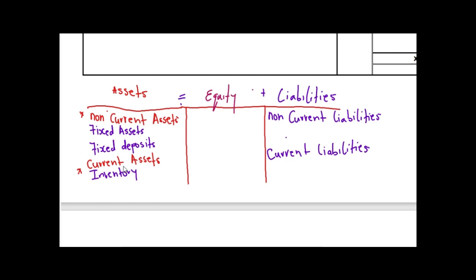inventory, as well as trade and other receivables. And then lastly, we are going to have cash and cash equivalents.